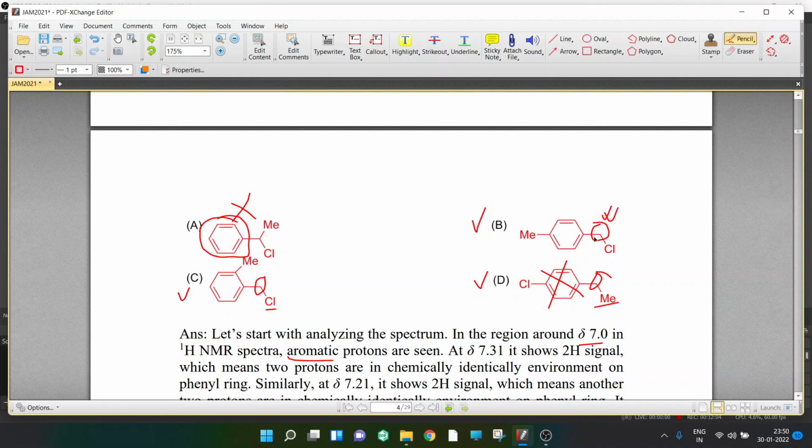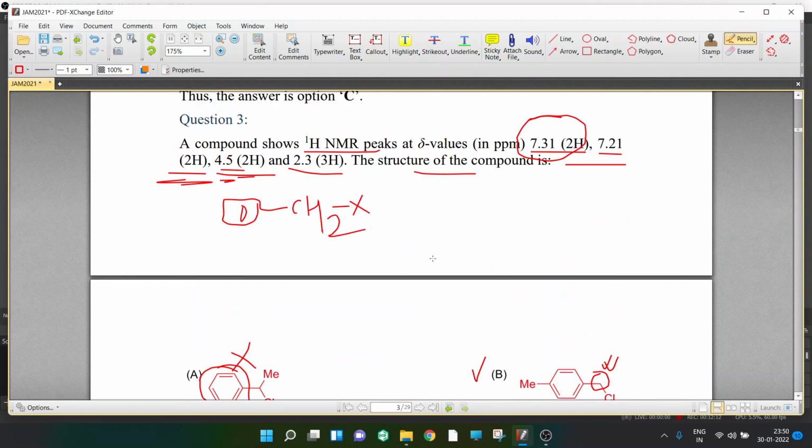You understand what is deshielded? That means electron withdrawing groups are there. When electron withdrawing groups are there, the proton comes at a higher value. So B and C look good to me till now.